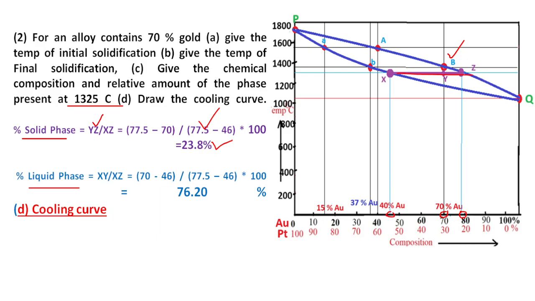Next is the liquid phase, XY: (70 minus 46) divided by (77.5 minus 46), times 100. So 76.2% liquid phase is present in the system. Next, draw the cooling curve for this diagram.